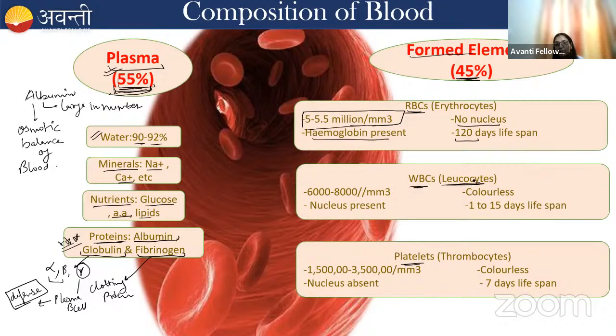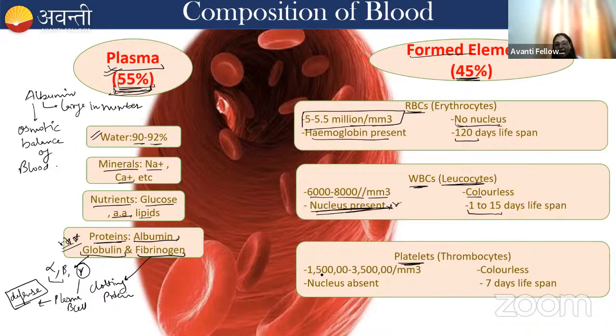WBC, they are known as leukocytes. They are 6,000 to 8,000 per mm³. They are colorless because they do not have hemoglobin. Nucleus is present, important. In RBC, mature RBC does not have a nucleus, but WBC have a nucleus. On the basis of that, they can be neutrophil, which are multi-lobed, eosinophil, which have a headphone-like nucleus, basophils, which have an S-shaped nucleus, and they are lymphocyte as well and monocyte, which we will discuss in the next slide. Now their lifespan is 1 to 15 days. They also have a very short lifespan.